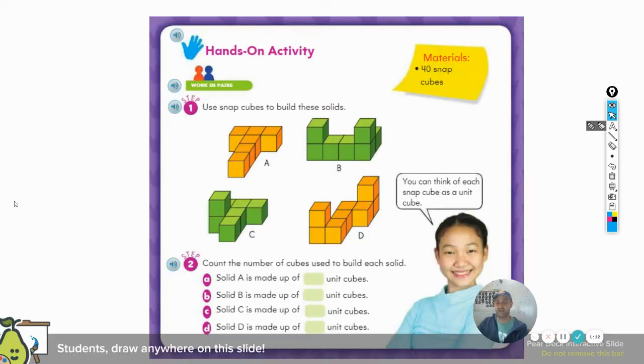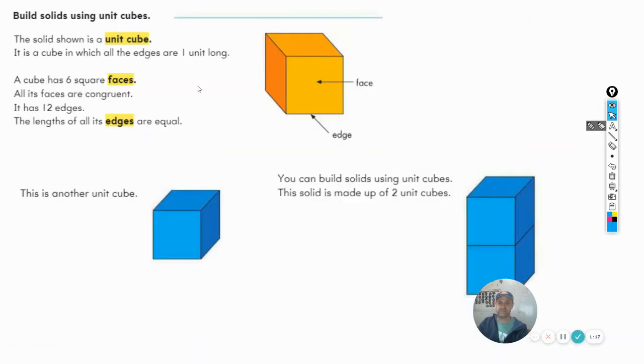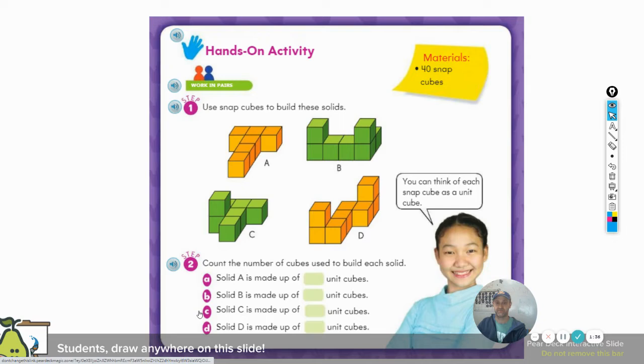A cube has 6 square faces. All the flat two-dimensional faces are congruent, meaning equal. That's like the geometry term for equal. And the length of all of the edges, the 12 edges, are equal. Here is another unit cube, and here is a solid built of 2 unit cubes. You think you got that? I think you've got that too.